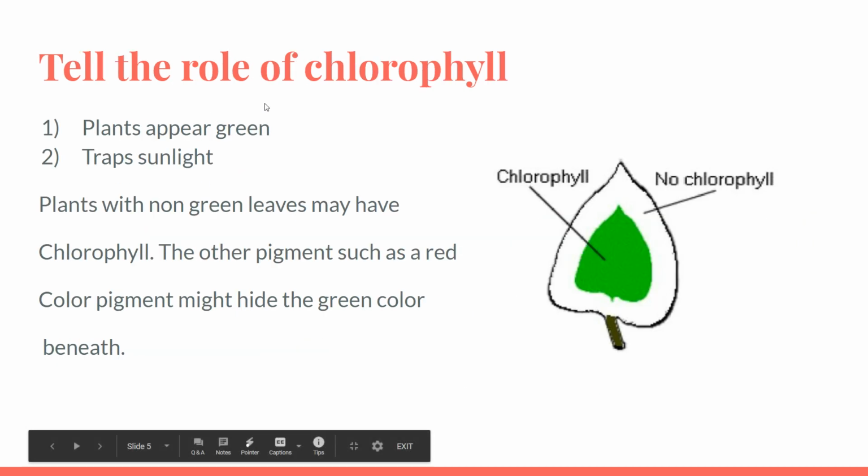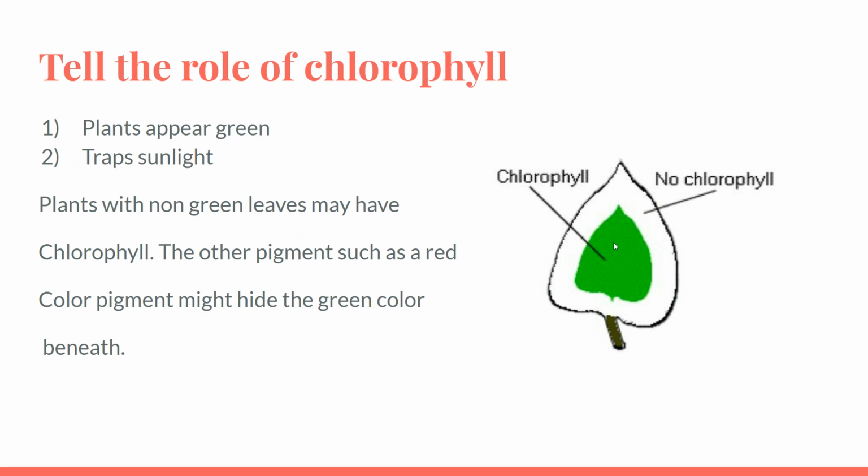Now you need to know the role of chlorophyll. There are two roles of chlorophyll. Number one, it makes the plant appear green, right? And then also it traps sunlight, and sunlight we all know is very important for photosynthesis to take place.